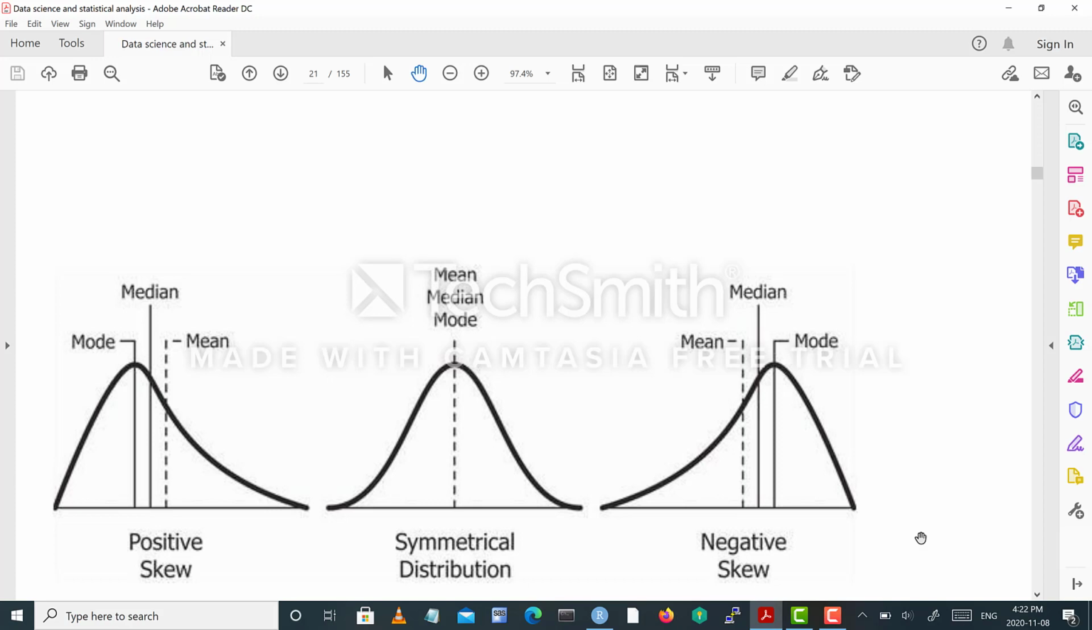the mean. In the middle one, which is a symmetrical curve or symmetrical distribution, the mean, median, and mode are all the same. On the right-hand side, we have a negatively skewed curve, which is skewed to the left, where the mean is less than the median and the median is less than the mode. These are the 3 types of normal distribution with skewness or without skewness.